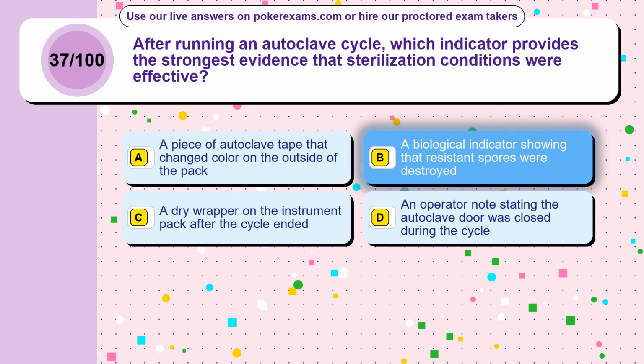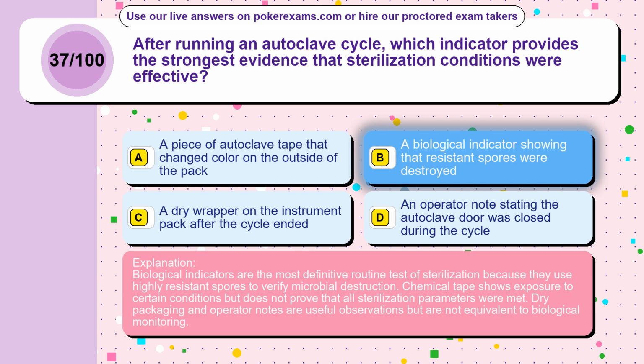A biological indicator showing that resistant spores were destroyed. Biological indicators are the most definitive routine test of sterilization because they use highly resistant spores to verify microbial destruction. Chemical tape shows exposure to certain conditions but does not prove that all sterilization parameters were met. Dry packaging and operator notes are useful observations but are not equivalent to biological monitoring.